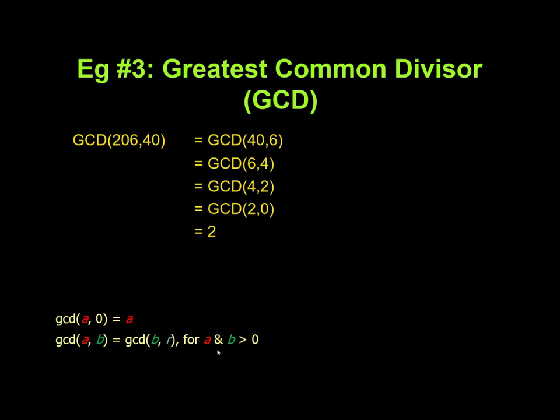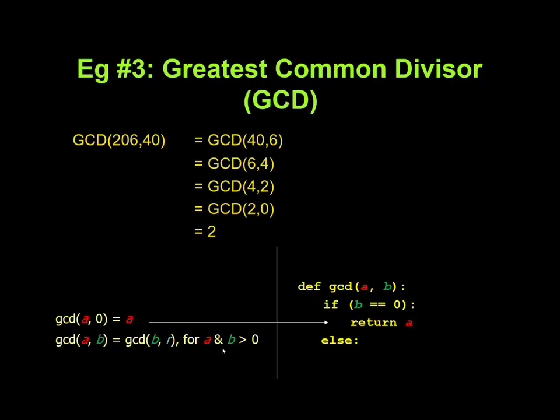Now, these 2 statements are easily converted to our Python code. Define gcd(a, b). If b equals 0, we return a. Otherwise, GCD of a, b is the same as GCD of b, r. Return gcd(b, a % b), where a % b gives the remainder. This completes the program.